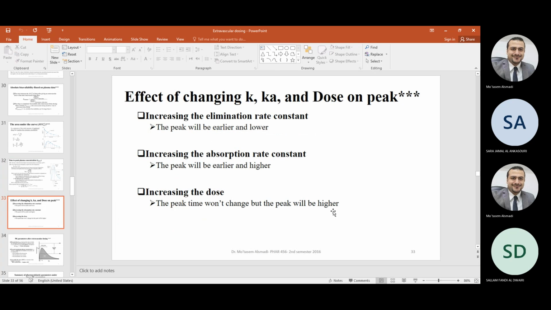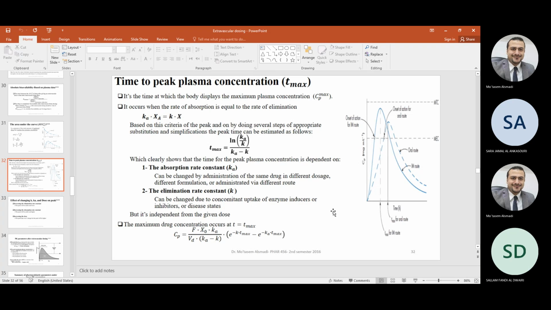Okay, so what if I increase the elimination rate constant? What will happen? What if I increase the elimination rate constant and keep every other parameter the same? What will happen to the Tmax, for example? We agreed that the elimination rate constant affects the Tmax, right? So if you have a larger elimination rate constant, what will happen to the peak? Will it be earlier or will it be delayed? It will be earlier. Why?